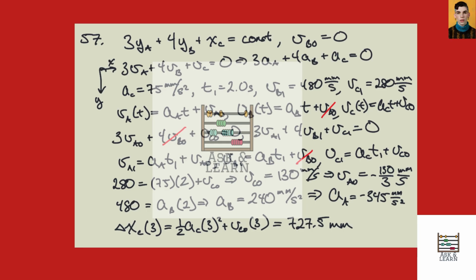We can find the initial velocity. Here's the initial velocity up here. We had that from before. And now we know everything here, and we get that it has moved 727.5 millimeters to the right.